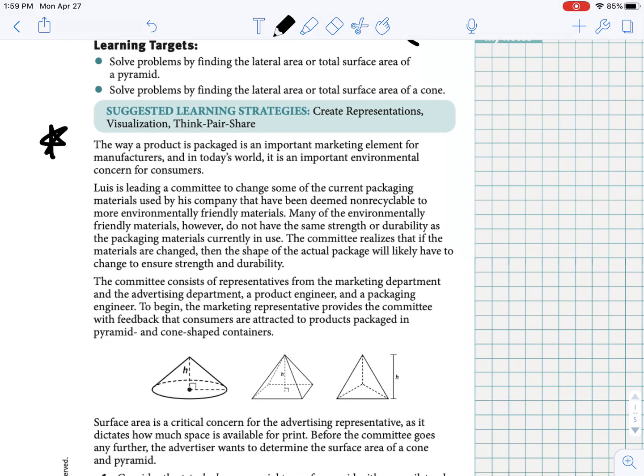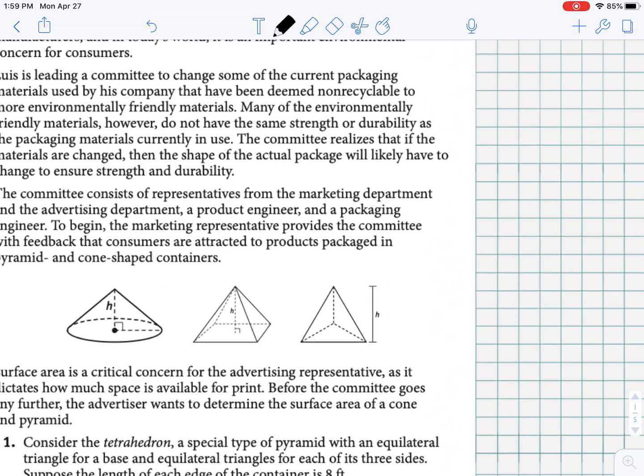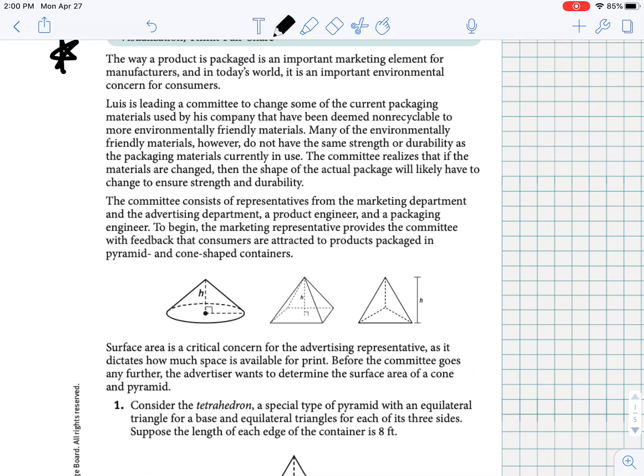Lewis is leading a committee to change some of the current packaging materials used by his company that have been deemed non-recyclable to more environmentally friendly materials. Many of the environmentally friendly materials, however, do not have the same strength or durability as the packaging materials currently in use. The committee realizes that if the materials are changed, then the shape of the actual package will likely have to change to ensure strength and durability. The committee consists of representatives from the marketing department and the advertising department, a product engineer, and a packaging engineer.